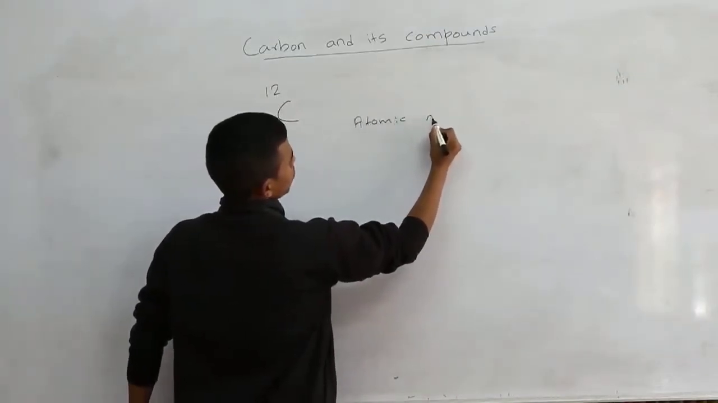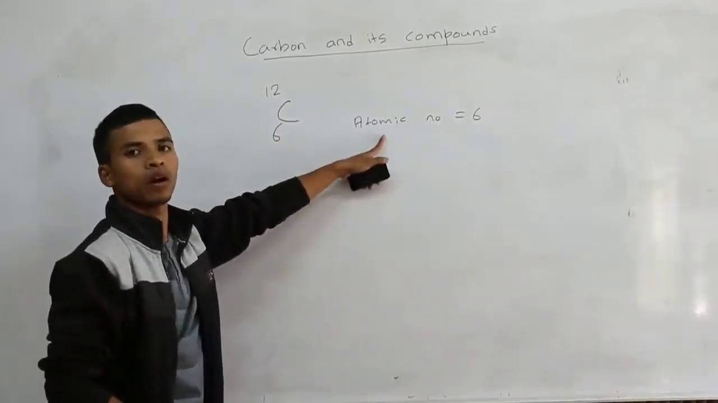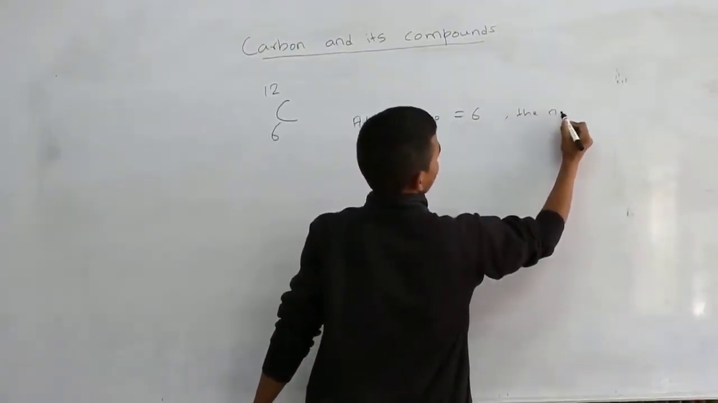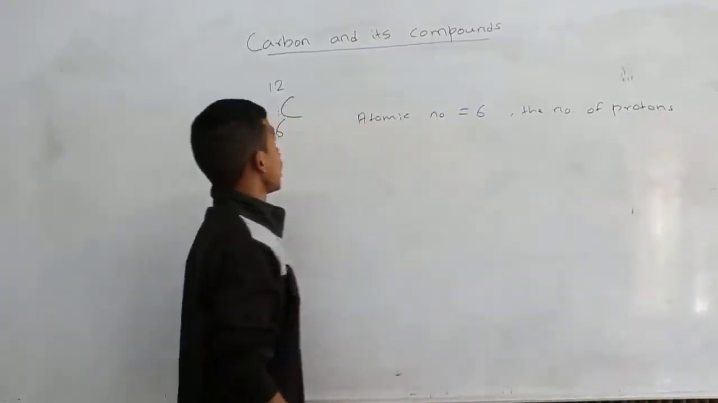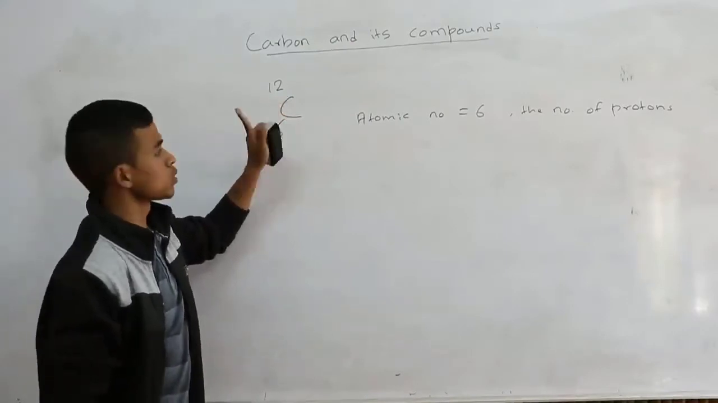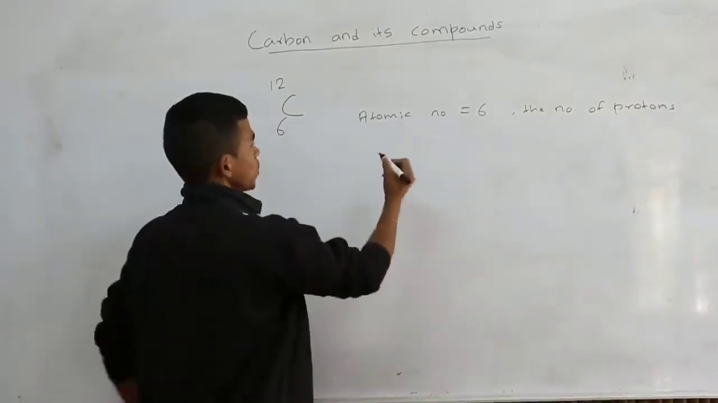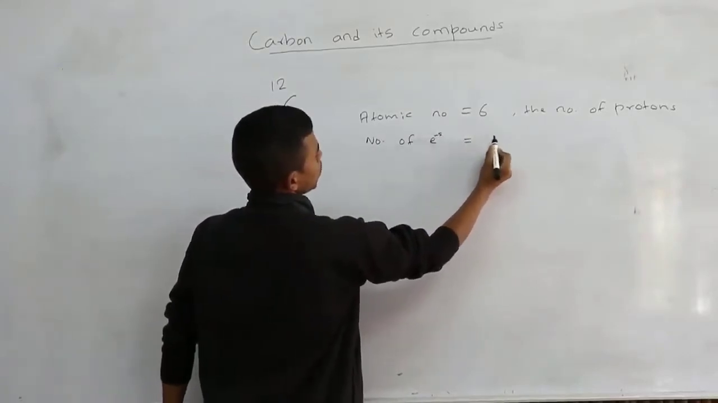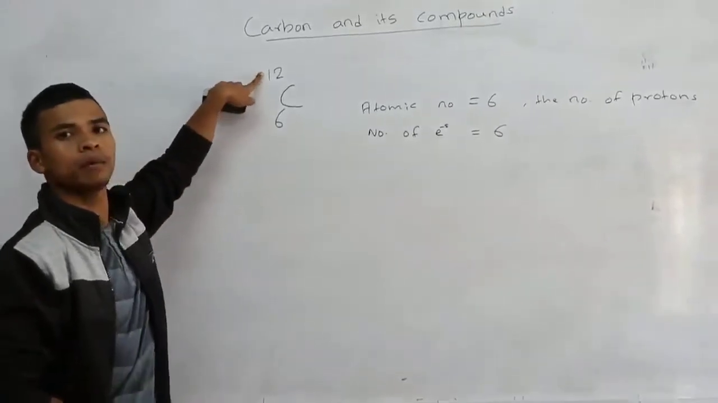The atomic number of carbon is equal to 6. This is equal to the number of protons. And because there is no charge associated with this carbon, this 6 is also equal to the number of electrons. So the number of electrons is also 6. And this 12 is the mass number.